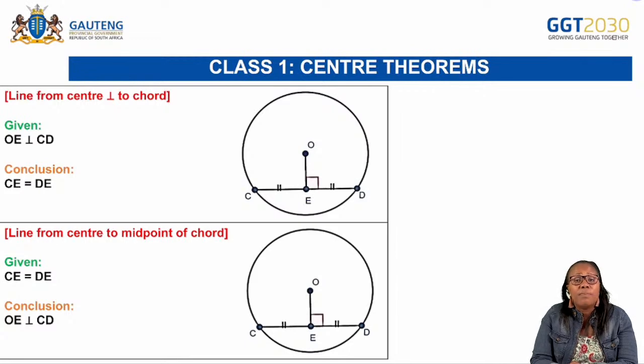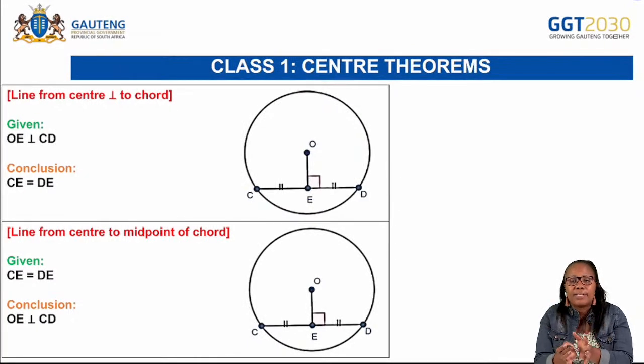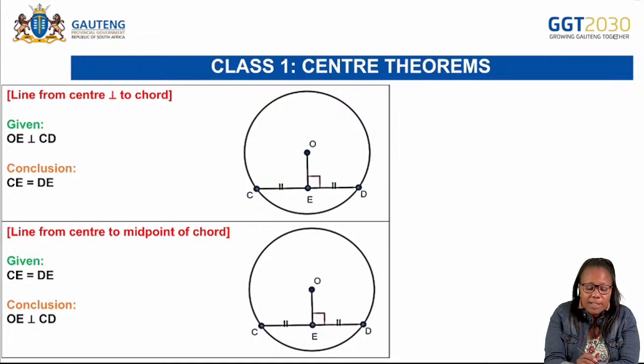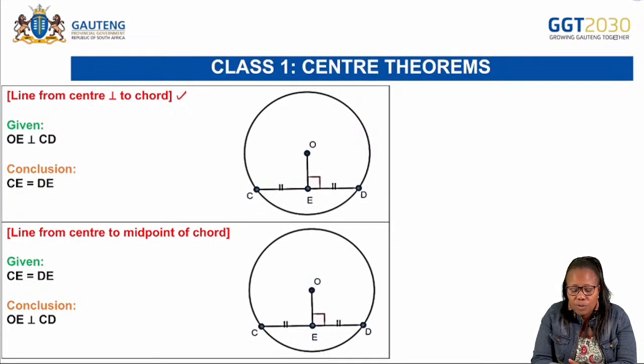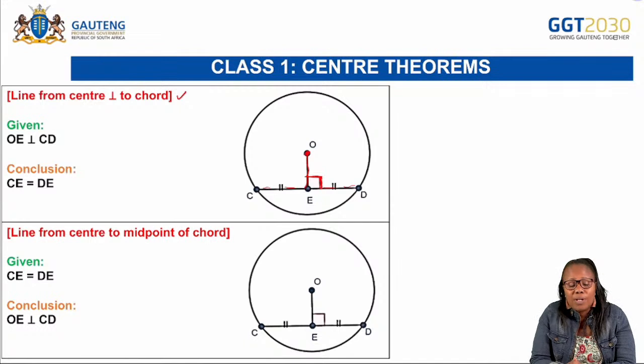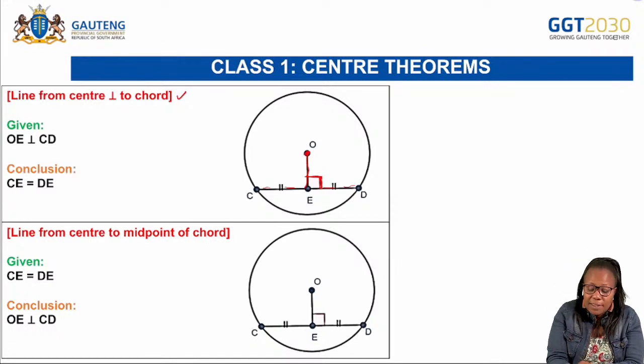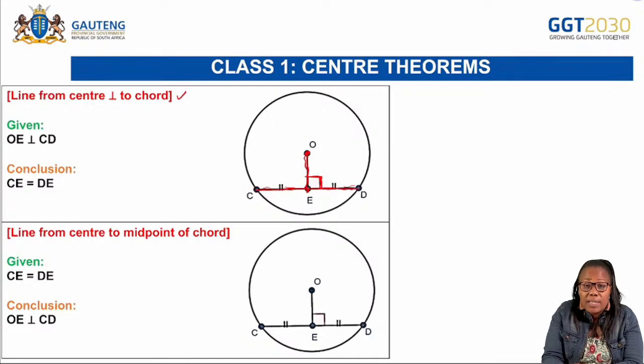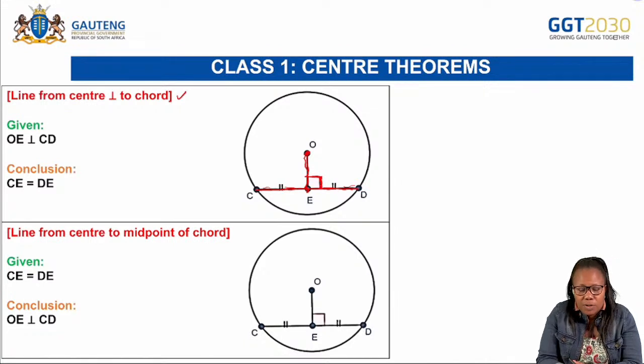So the first theorem that we classify as the center theorem is the theorem that states that a line from the center perpendicular to the chord. So if a line is drawn from the center to the chord, and you find that this line is perpendicular to that chord, that means what is given to us is perpendicular here. So we are given that line OE is perpendicular to line CD there. How do we know that? By seeing a 90-degree curvature.